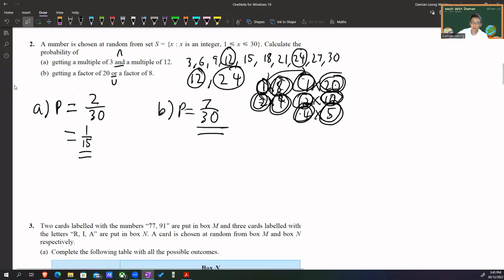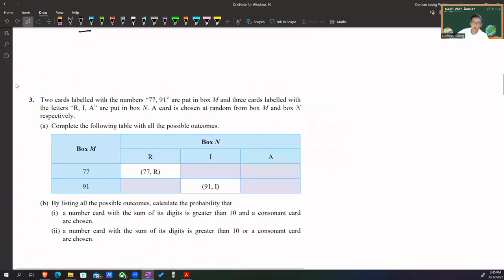Okay, that's question 2. Now question 3. I have 2 cards labeled with the numbers 77, 91. I'll put them in a box M, and the 3 cards labeled with the letters R, I, and A, I'll put in a box N. Okay. A card is chosen at random from box M and box N respectively.